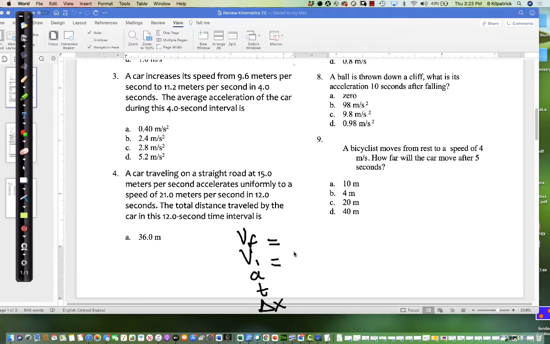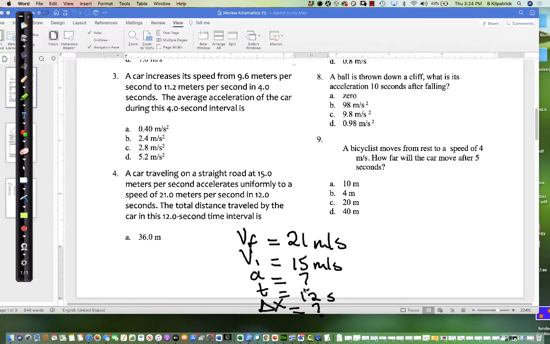What was my initial velocity? 15, right? Okay, what's my final velocity? 21. All right, do I have acceleration? No. Do I have time? 12 seconds. Okay, do I have displacement? No. Okay, so I don't have time. I'm sorry, I don't have displacement.